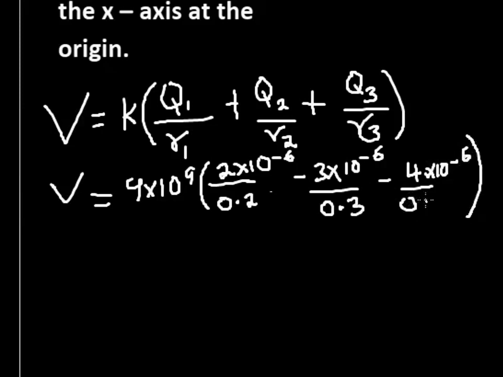Okay, divided by 0.4. You know how we do this. So this is going to be 9 times 10 raised to the power of 9. I work with this 2 divided by 0.2. This should give me 40. Right, this is what? No, not 40. Please pardon me. This gives me 10.